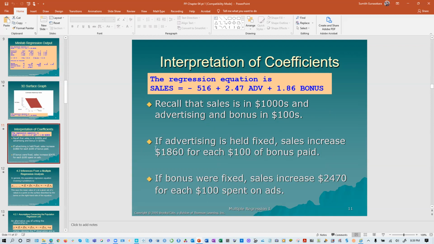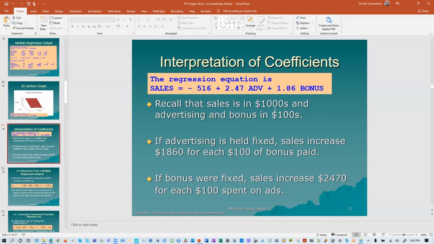Each $100 bonus paid. See, bonus has been given in, every $100 bonus, every unit, I'm going to say 1 unit. This is the slope. This is like the marginal. By fixing this one, this is the marginal of sales with respect to bonus. If you increase that bonus by 1 unit, meaning 100.